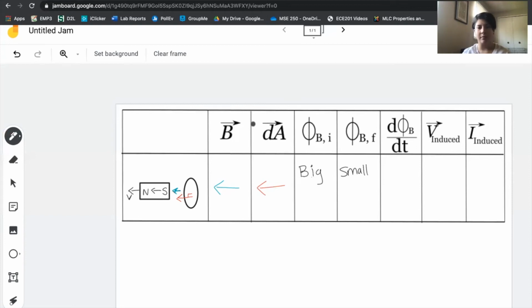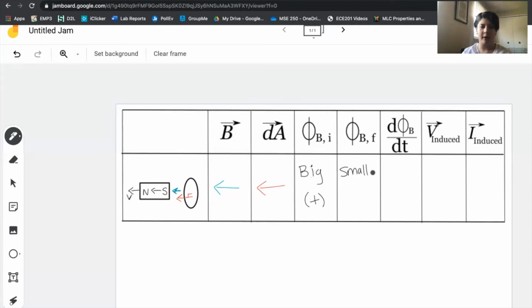If they are pointing parallel but in the opposite direction of each other, this is called anti-parallel. So for example, if the B field was pointing to the right and the dA was pointing to the left, they're still parallel, but they're pointing in opposite directions. This is called anti-parallel. Then this would be a negative sign. But because they're both in the same direction, they're working with each other, so they're going to be positive.